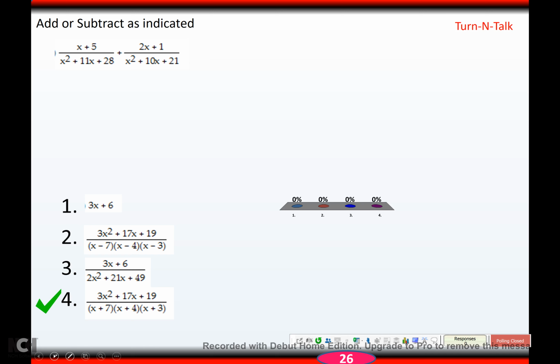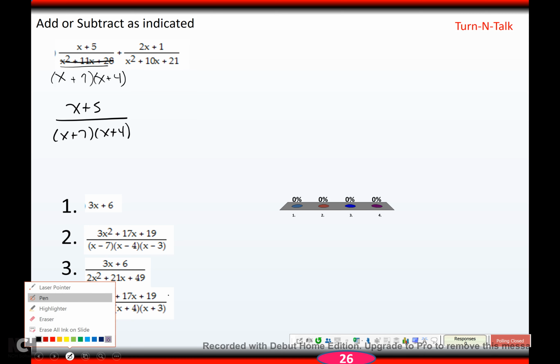Alright, before I try and make a list, I want to factor if I can. This one should be an easy factor, because a is 1. So x and x, factors of 28 that make 11 would be 7 and 4. C is positive, so they both get the middle. So that's going to give me x plus 5 over x plus 7 times x plus 4.